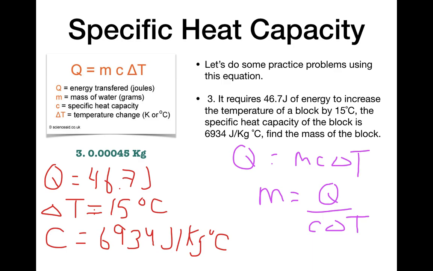So I'm going to divide my 46.7 by my C delta T, which is 104,010, which is my final answer for this value up here, in kilograms. Sorry guys, I'm trying to focus so much on making the numbers fit, which still looks horrible, but hopefully that helped you understand if you didn't get that one on your own.